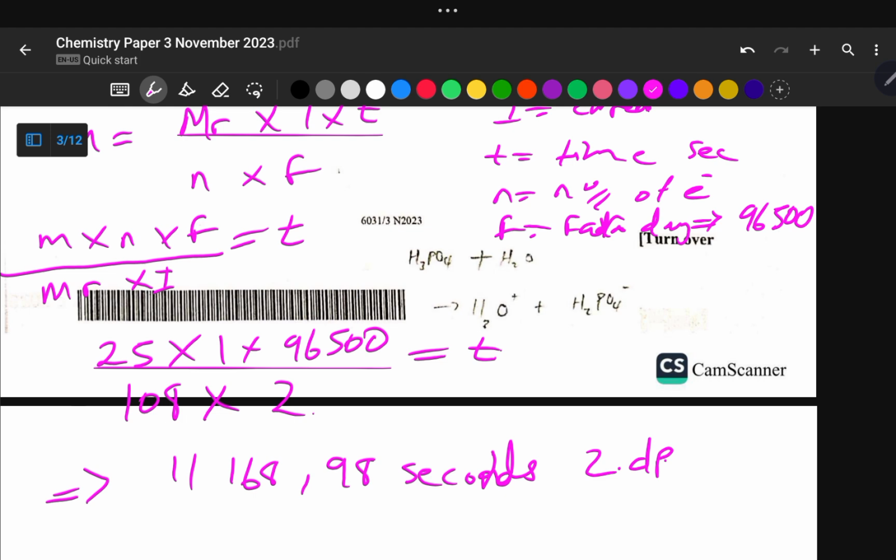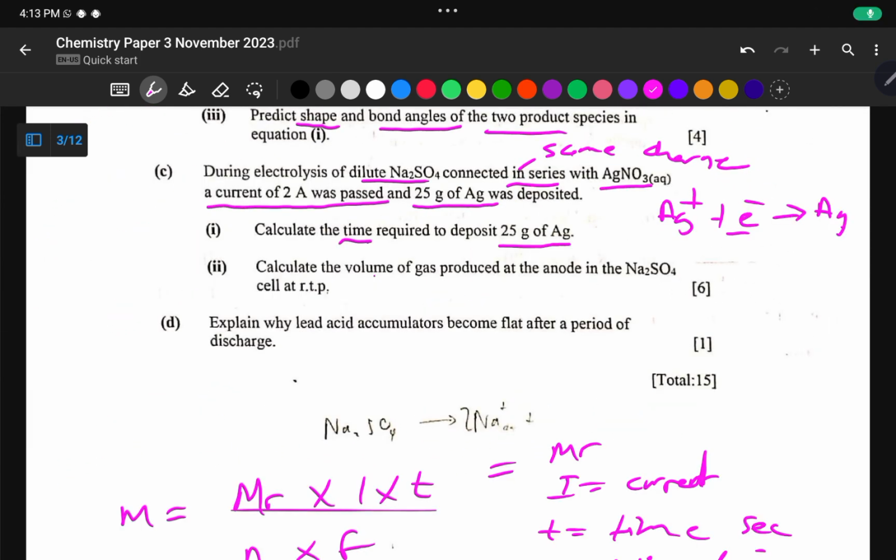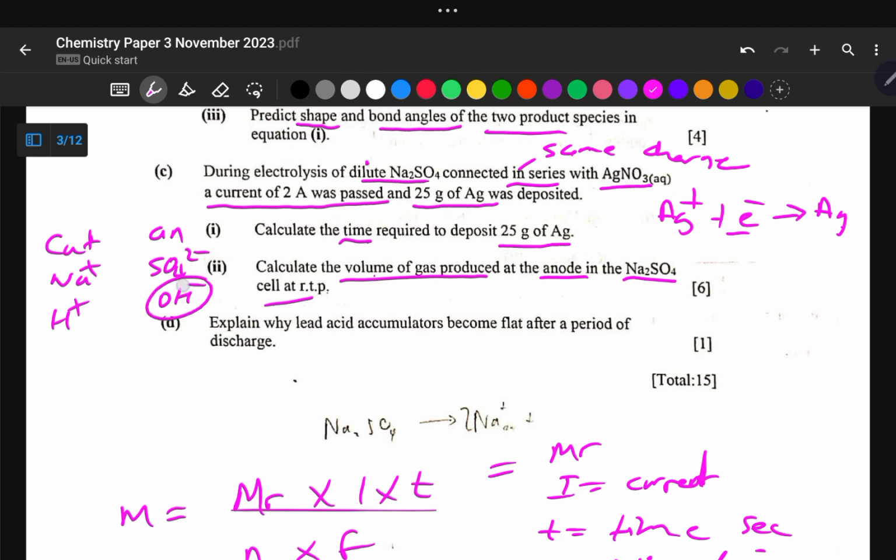And then we move on to the next part. The next part of the question says, calculate the volume of gas produced at the anode in the sodium sulfate cell, right? For dilute sodium sulfate, we have the cations, the sodium ion and the proton, and for anions we have the sulfate ion and the hydroxide ion. So at the anode, the hydroxide ion is less stable, and the sulfate ion is more stable compared to it. So we are going to discharge the hydroxide ion.